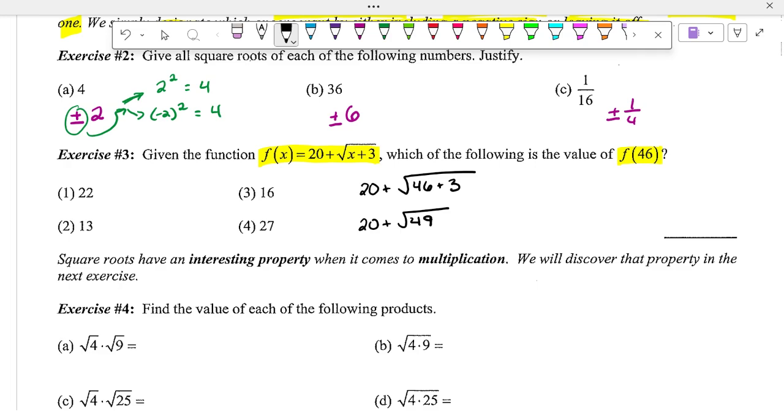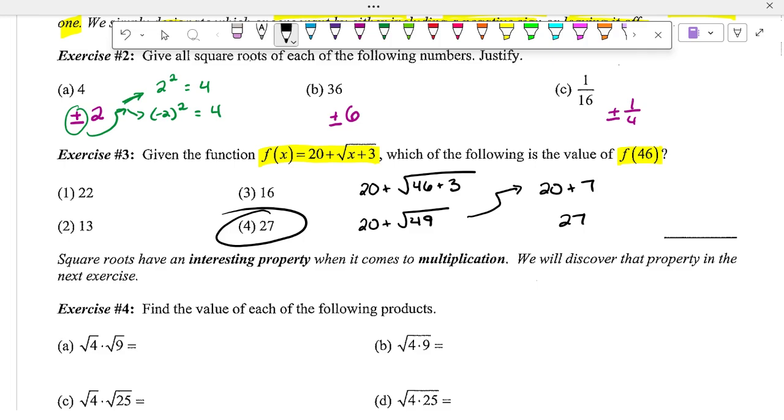Now, what do you think I would do next by PEMDAS? The square root, because the square root's technically an exponent. So what's the square root of 49? So 20 plus 7, so 27. Now, that was just kind of a warm-up, just to wet your whistle.